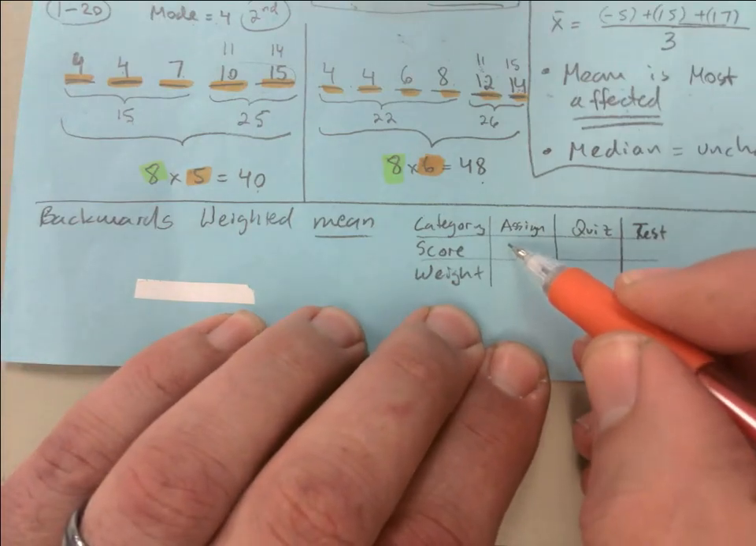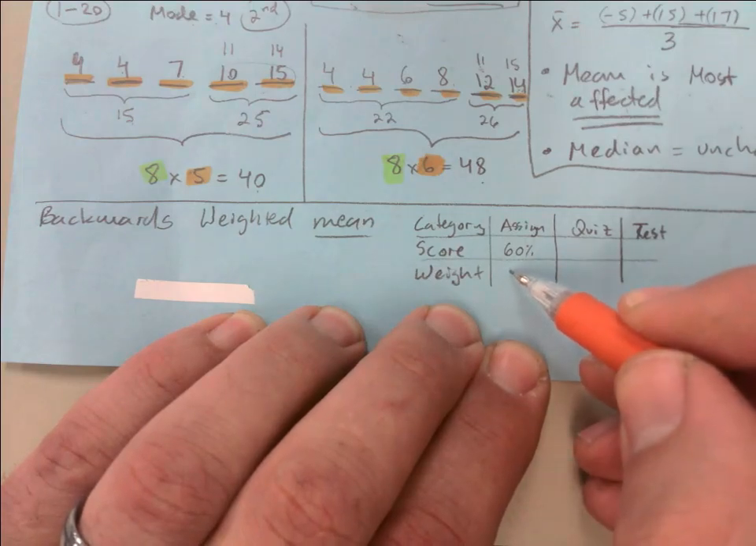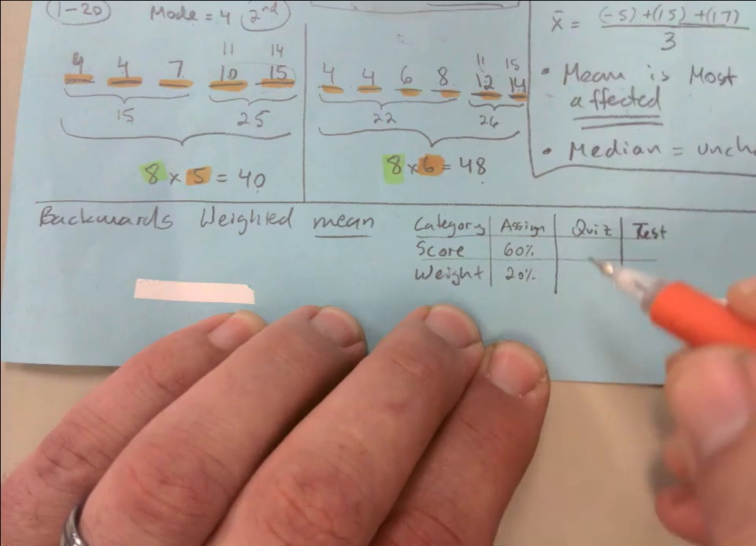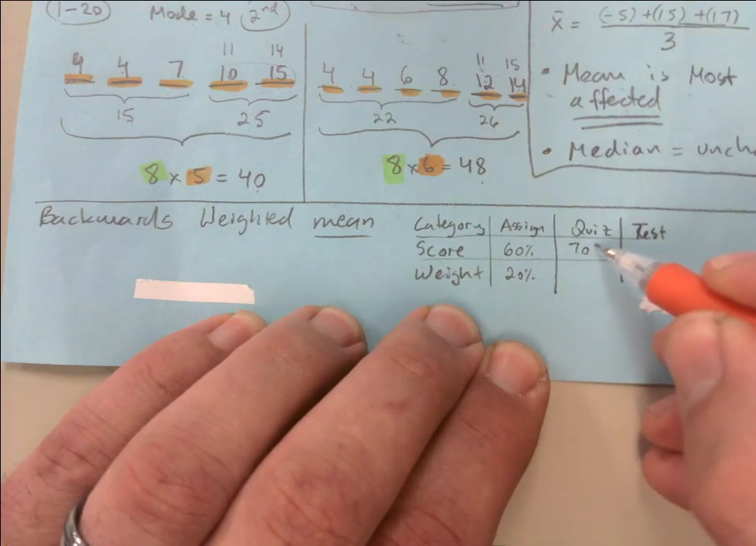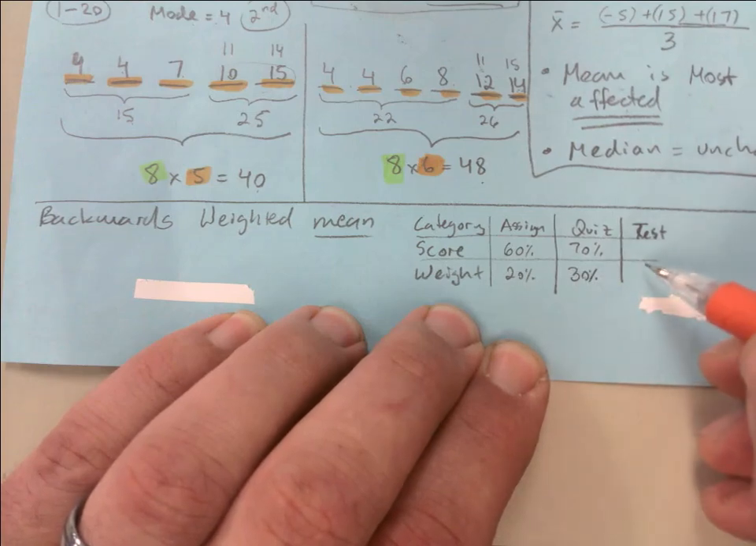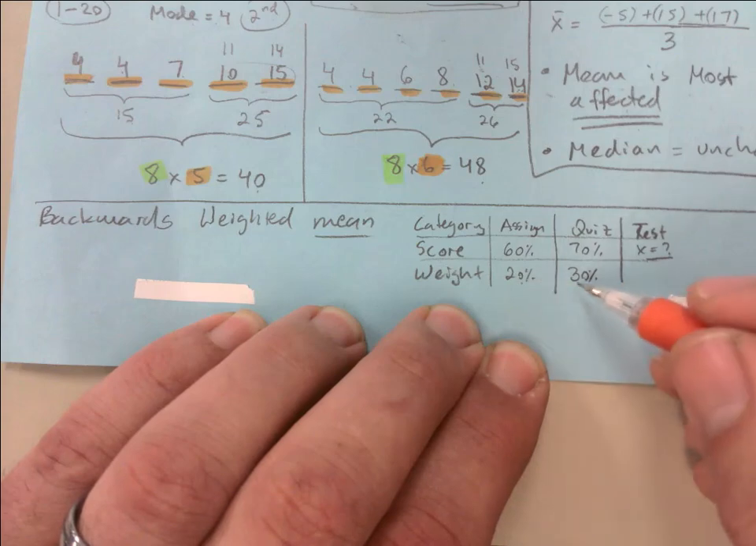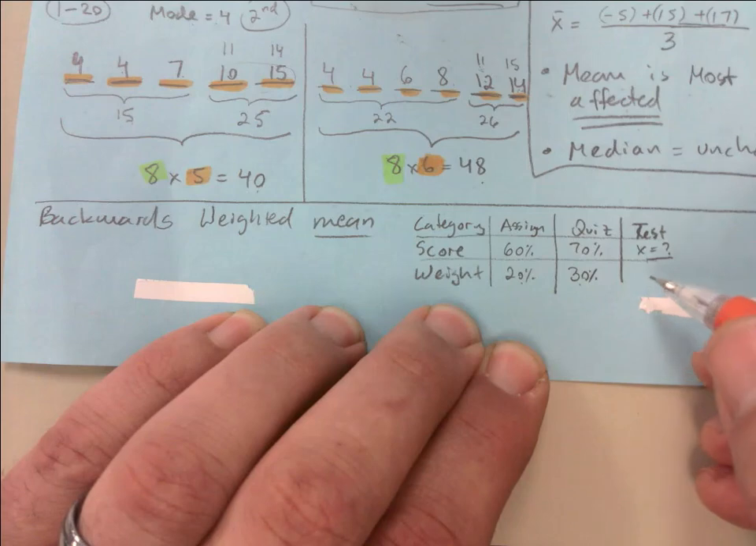Let's say you scored 60% on assignments and it's worth 20%. Let's say you scored 70% on the quiz and it's worth 30%. Let's say that tests, you don't know your score, but it's worth, what does it have to be worth, by the way? If this is 20 and 30, what would the test have to be worth if that's all we do that year? 50, yeah.